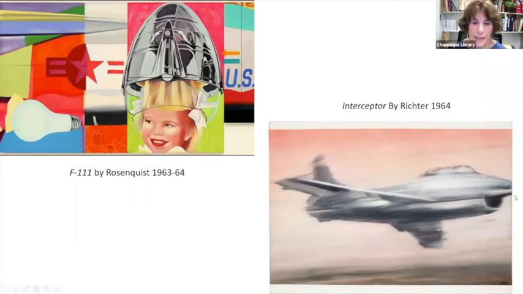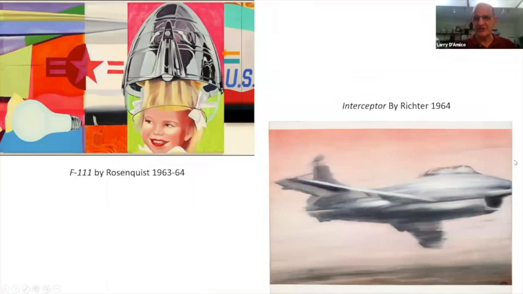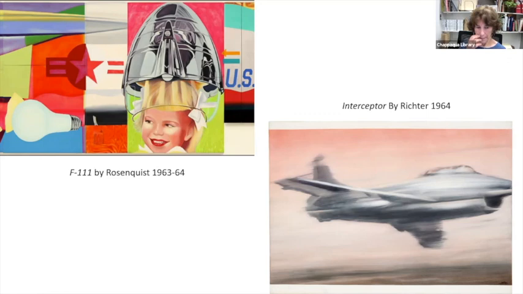Larry, okay. When were these painted? The earlier ones were 62 and 63. Okay, here we are in 64, and you see the difference between Rosenquist and his pop, crisp image with the gaudy U.S. Air Force image behind it, and this kind of blurry interceptor that Richter painted. There's a kind of straightforward icon in Richter, this ghost jet. It's a bit more ominous than the joyful colors of Rosenquist and the juxtapositions of these images.